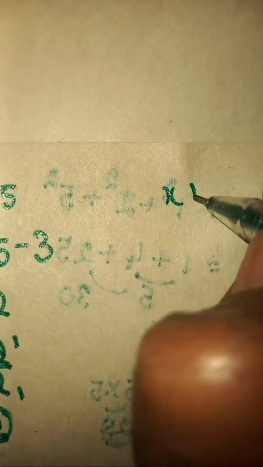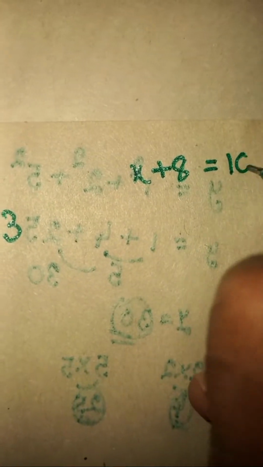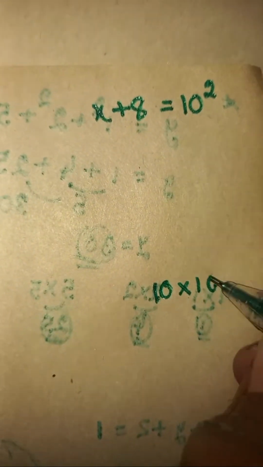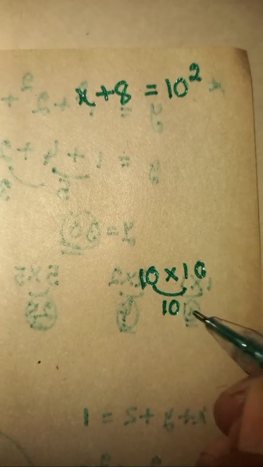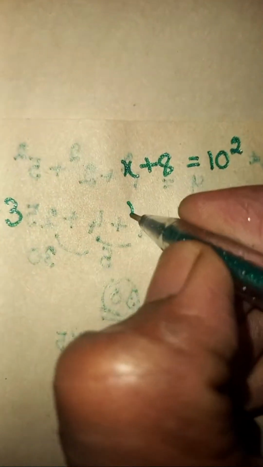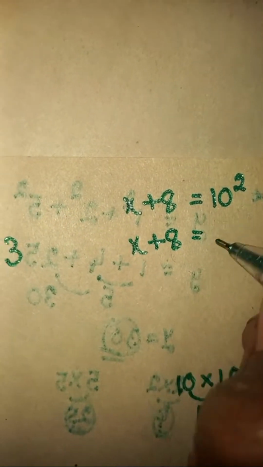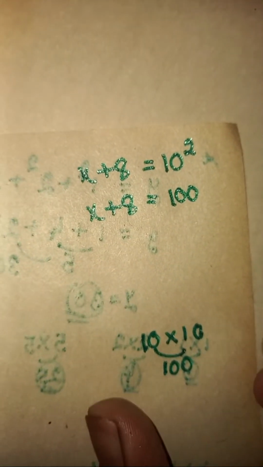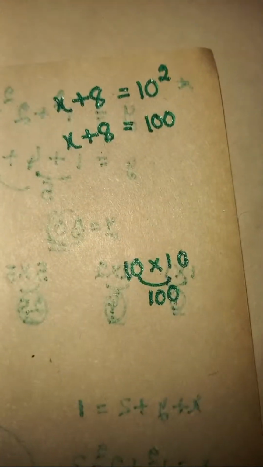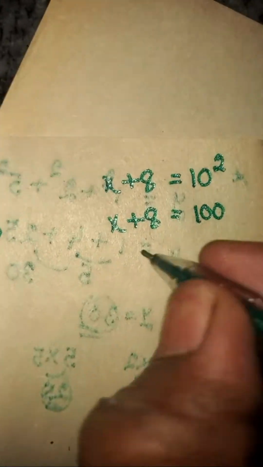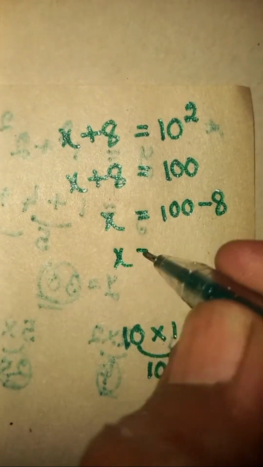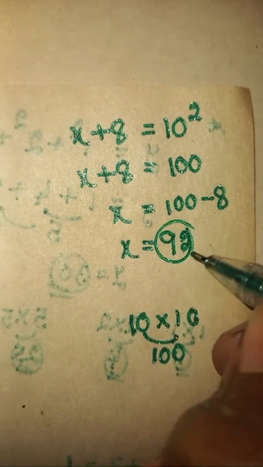Now let's take one more equation. Here x plus 8 equal to 10 square. 10 square, you can write it as 10 times 10. This 10 times 10 is 100. So here you're going to get x plus 8 equal to 100. Now send this 8 to this side, it's going to become minus 8. So this one is x equal to 100 minus 8. So x equal to 92.